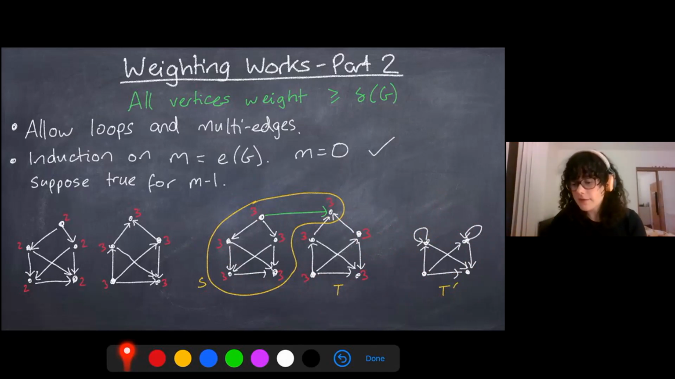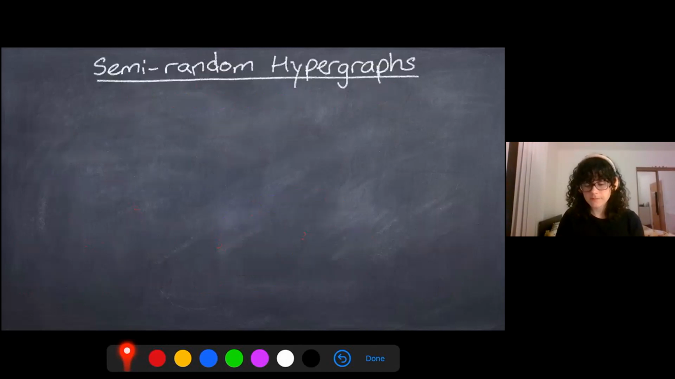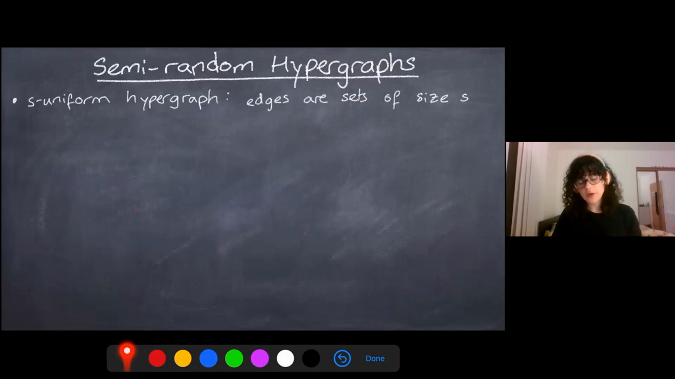Okay, so I have about 10 minutes left. And in my remaining 10 minutes, I want to talk a little bit about hypergraphs. So I've talked this whole time about graphs, but we can also define the semi-random process for hypergraphs. So just to introduce you, an s-uniform hypergraph is a hypergraph where all your edges are sets of size s. So your hyperedges contain s vertices.